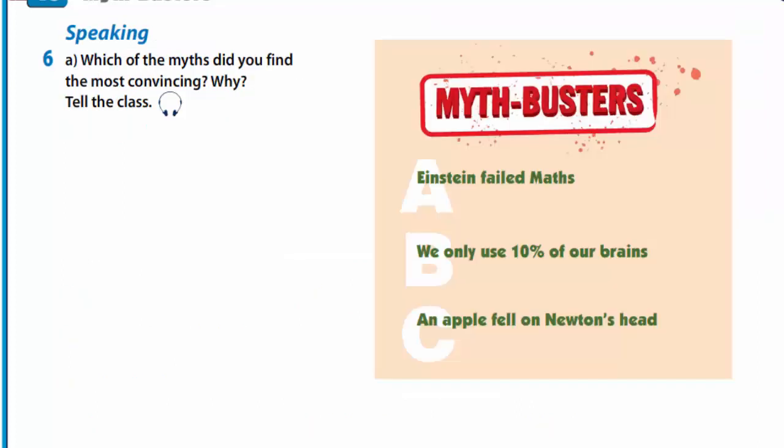In exercise 6, you are to answer the question: which of the myths did you find the most convincing? Listen to the opinion. I think the most convincing myth is the one about an apple falling on Newton's head, because it is believable. It could have happened, and it may have been Newton himself who started the myth.